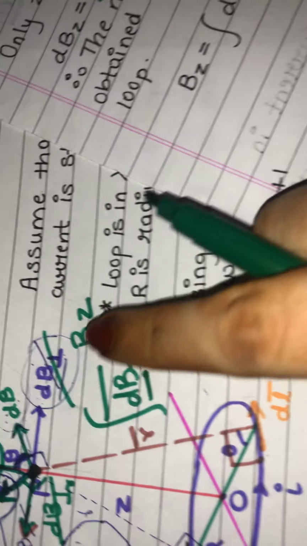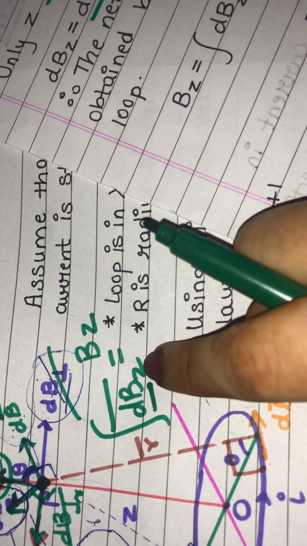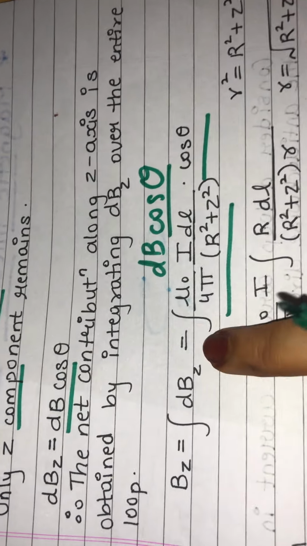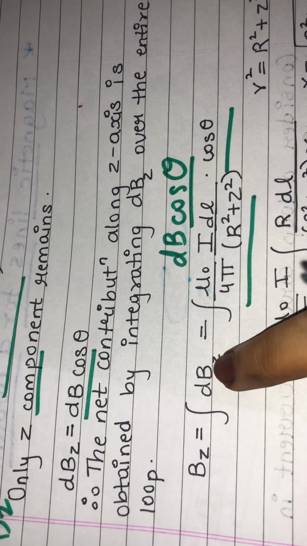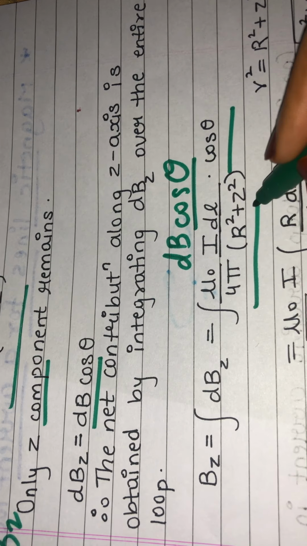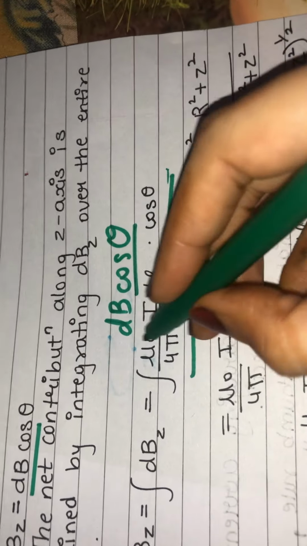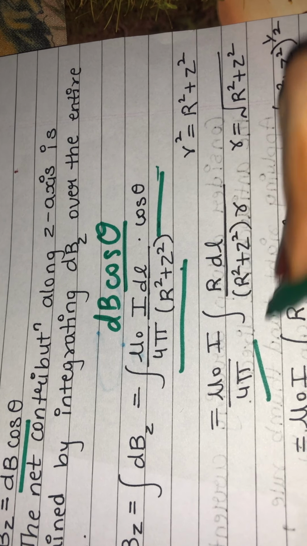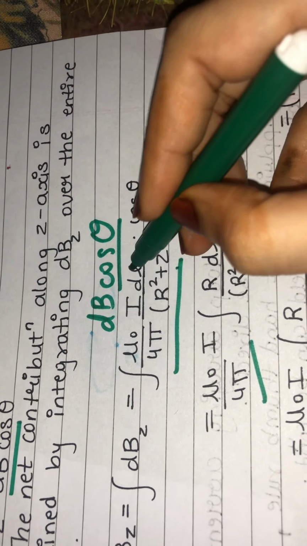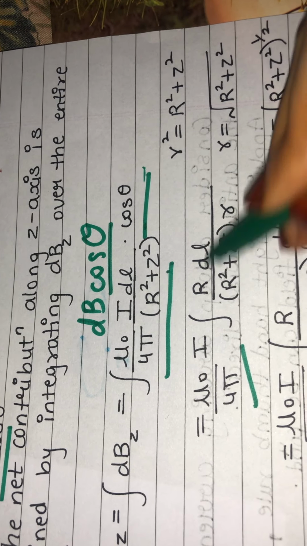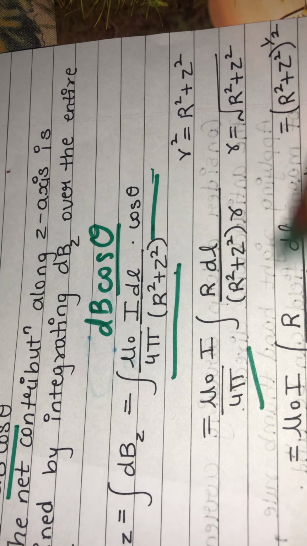मैंने यहाँ explain किया था ना, मुझे bz find out करना है तो integrate करना है dvz को. So first I will find out db. So here we have found out db, and then I have done the integration on dvz. And what is dvz? dvz is nothing but dv cos theta. So here I have substituted dv, and this is cos theta. Now mu naught upon 4 pi I, this is constant. So out of the integration, what remains inside the integration is dl upon r square plus z square. This remains inside the integration.